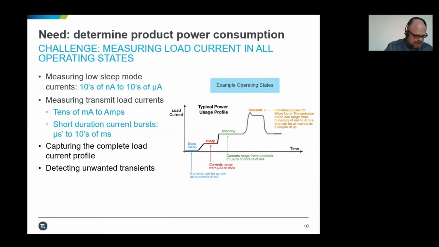For estimating battery life, you will want to capture a profile of the load current that simulates a typical usage profile. Also, the more detail you have on the load current profile, the better the chance you can capture unwanted events like transients. For example, an uncontrolled transient in a DC to DC converter will consume extra power and reduce battery life. To summarize, to measure these load currents, you will need sensitivity, dynamic range, speed, and reading storage depth.